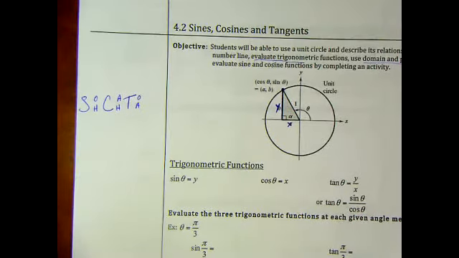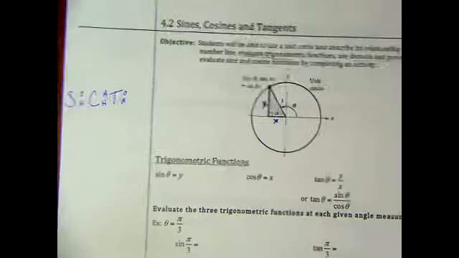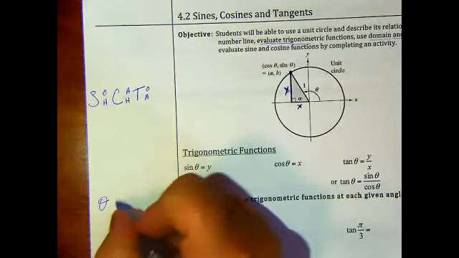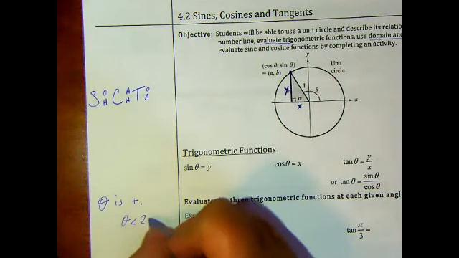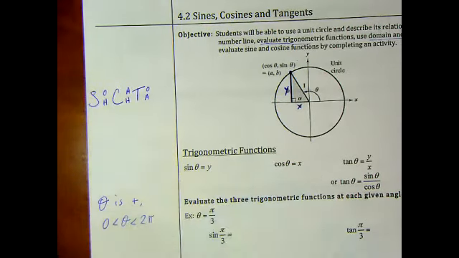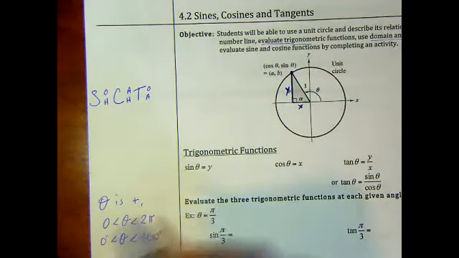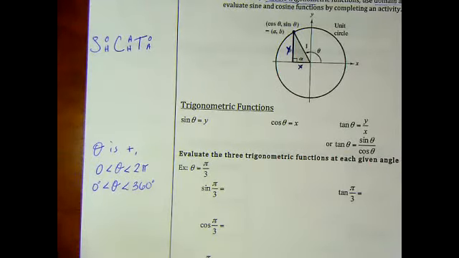The key is that we need to make sure our angles are positive and between 0 and 2 pi, or 0 and 360 degrees. So we want to make sure that our theta is positive and that theta is between 0 and 2 pi or 0 and 360 degrees. That will help us.